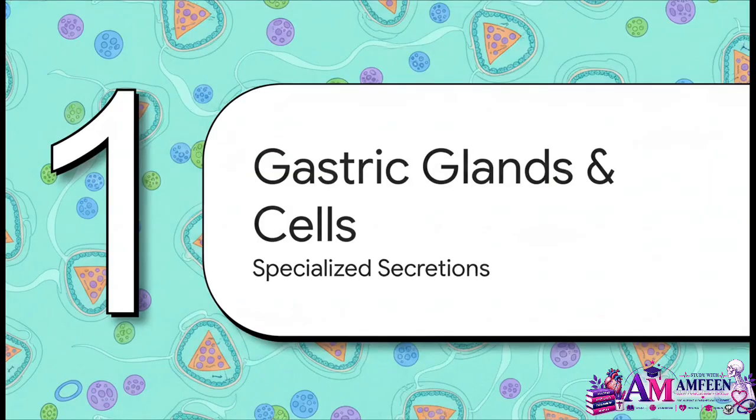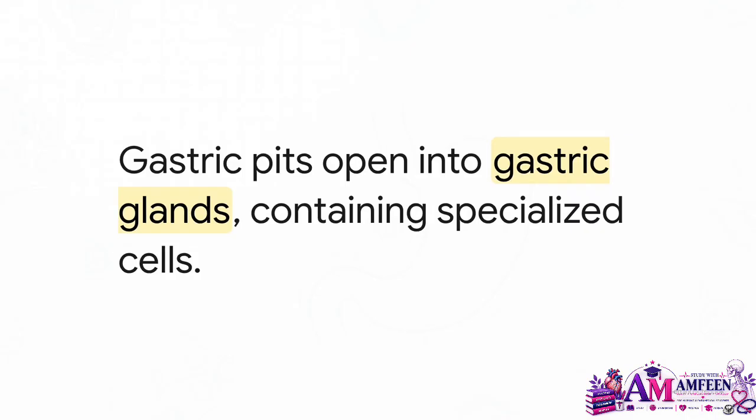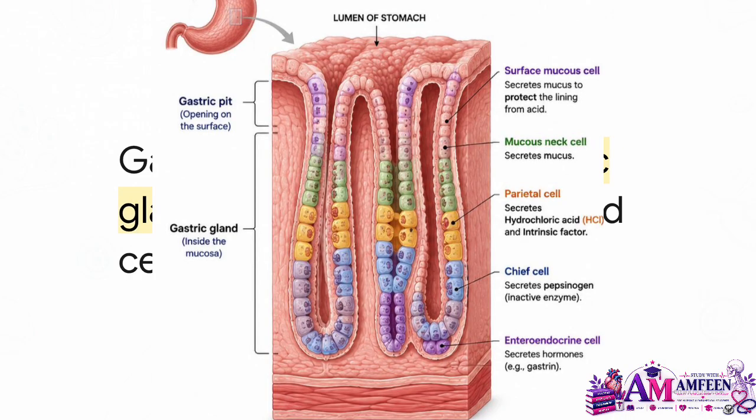Let's kick things off with Section 1, gastric glands and their cells. This is honestly one of the most crucial parts of stomach physiology. So the lining of your stomach is packed with these little indentations called gastric pits. And these pits, well, they open up into deeper gastric glands. Inside these glands, it's like a highly specialized factory. You've got different types of cells, and every single one has a very specific, absolutely vital job. Let's break them down one by one.